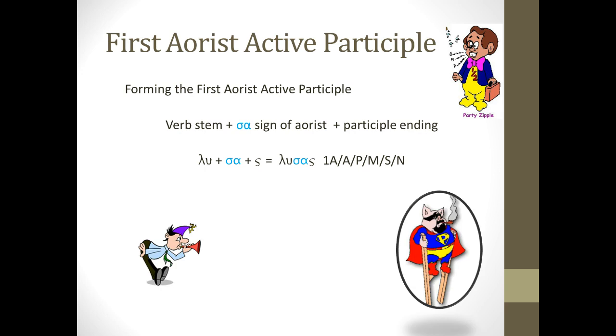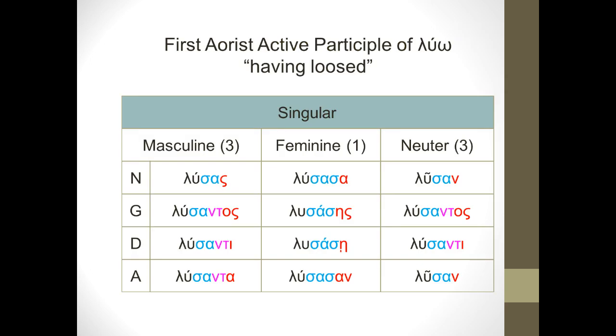The good news is there are no augments with this participle. Although with the regular aorist verb you had to deal with the augment on the front or the lengthening, when a verb becomes an aorist participle, there is no augment for you to deal with. You just simply have verb stem, sigma alpha, and then your participle ending. With that in mind, let's take a look at our aorist participle paradigm.